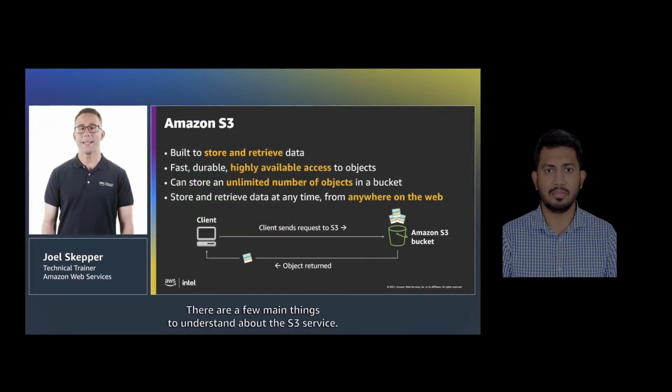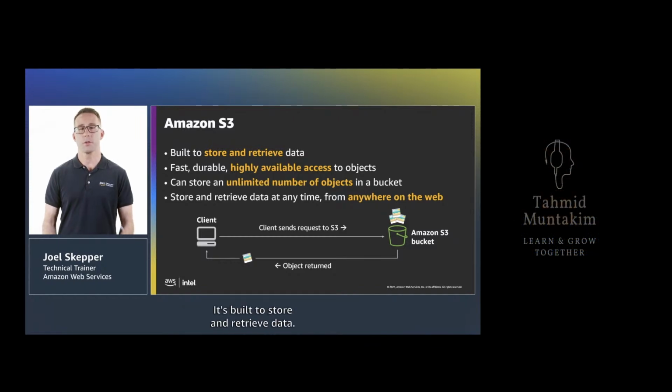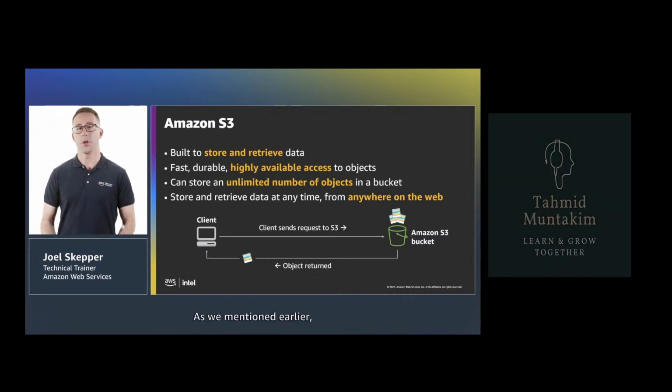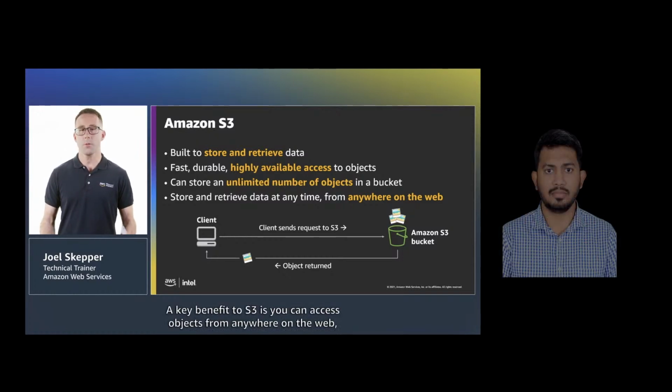There are a few main things to understand about the S3 service. It's built to store and retrieve data. It offers fast, durable, highly available access to your objects. As we mentioned earlier, you can store an unlimited number of objects in a bucket. A key benefit to S3 is you can access objects from anywhere on the web, whether it is serving externally to a user or internally within your environment.